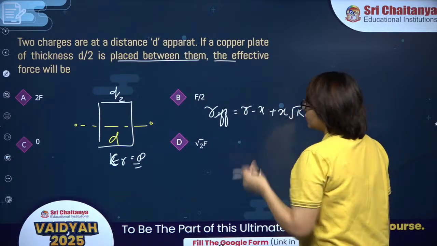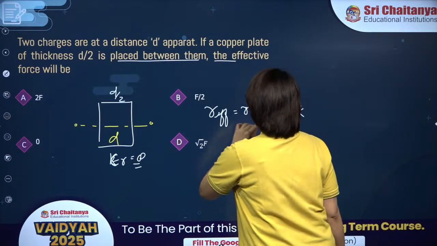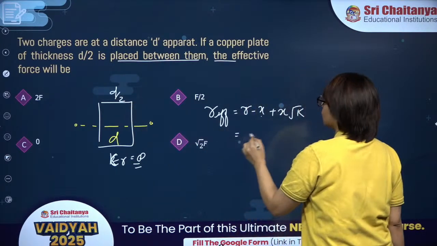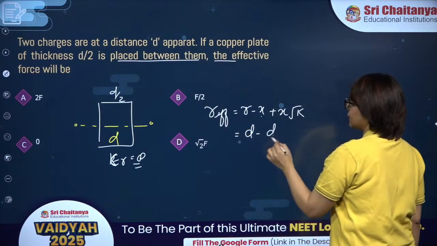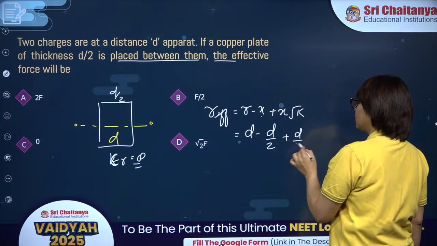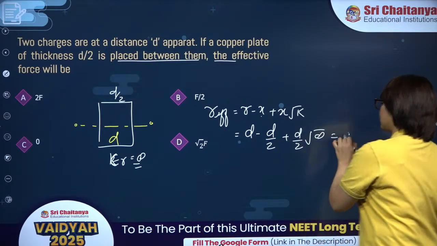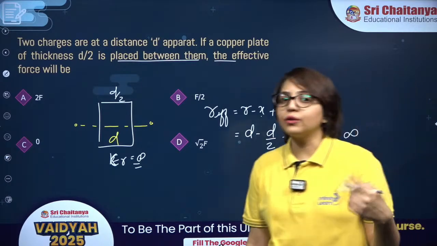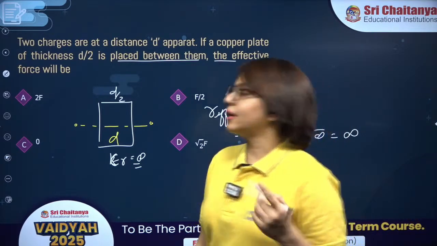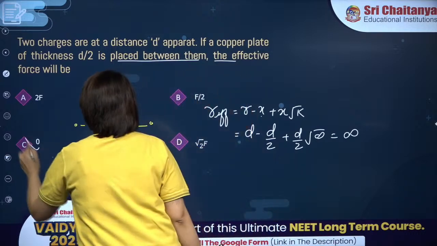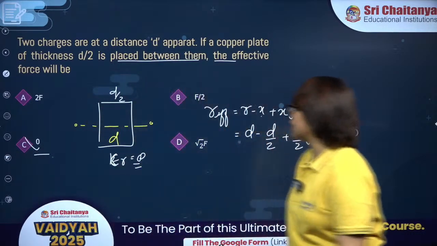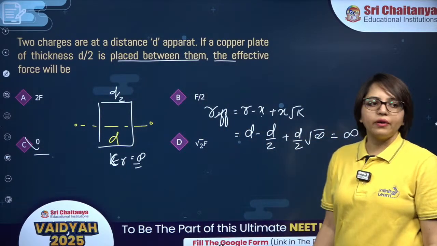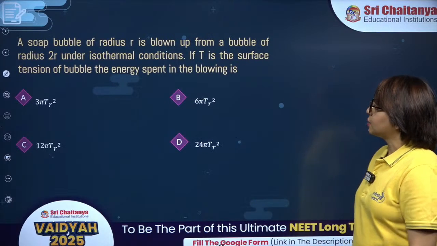Fine. So, x is nothing but the thickness of the plate. Total separation is d, thickness is d by 2, plus d by 2 under root k, where k is infinite. So basically this complete term is infinite. So, if r effective is infinite, it will go into the denominator and make the entire force 0. So, correct answer is option C. Alright, well done beta, well done. Chaliye, let's move on to this one.